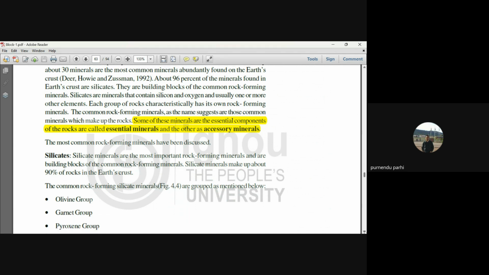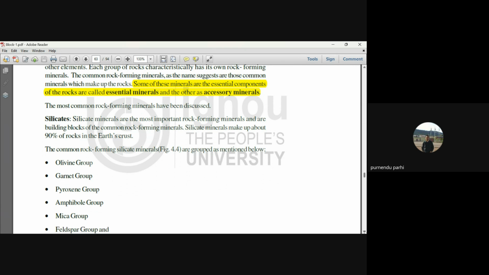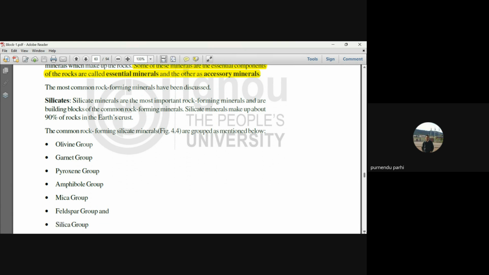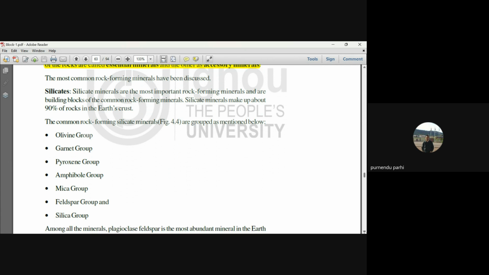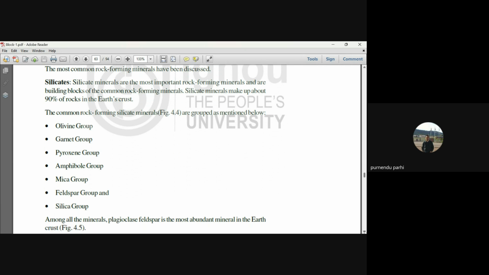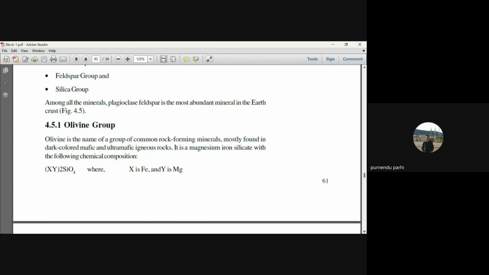Then silicates. Silicate minerals are the most important rock forming minerals and are the building blocks of the common rock forming minerals. Silicate minerals make up about 90% of the rock in the earth's crust. The common rock forming silicate minerals are grouped as mentioned below: olivine group, garnet group, pyroxene group, amphibole group, mica group, feldspar group, and silica group. Then the first one is the olivine group.